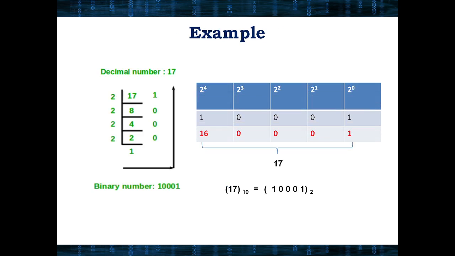So this is another example. We are converting the decimal number 17 into a binary value. We'll keep on dividing this 17 by 2, so you will get this binary number. Again we want to convert that back to a decimal value. So just take the place values, multiply with this and add all the values. So you will get the decimal value 17. So this is the binary representation for the decimal value 17.